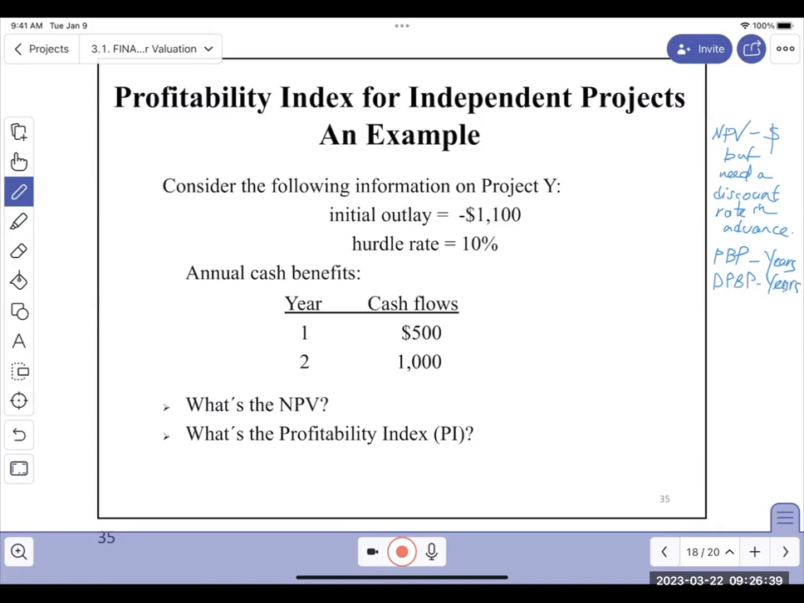And more remote cash flows, like cash flows that are further off in my projection, are not as significant as cash flows coming up front. So I'm going to employ a discount rate to evaluate those.